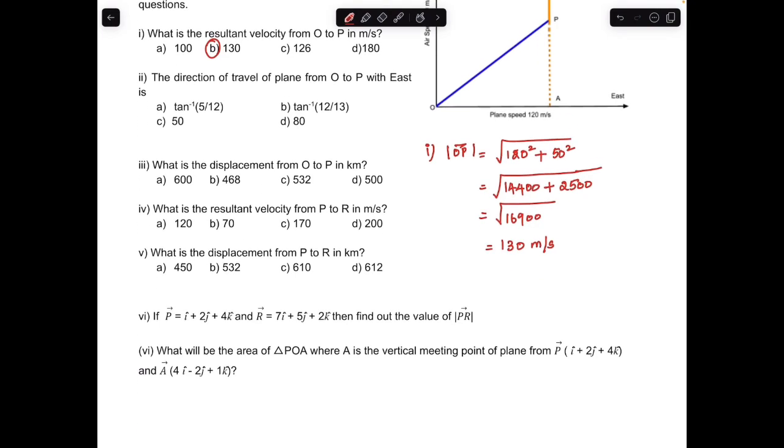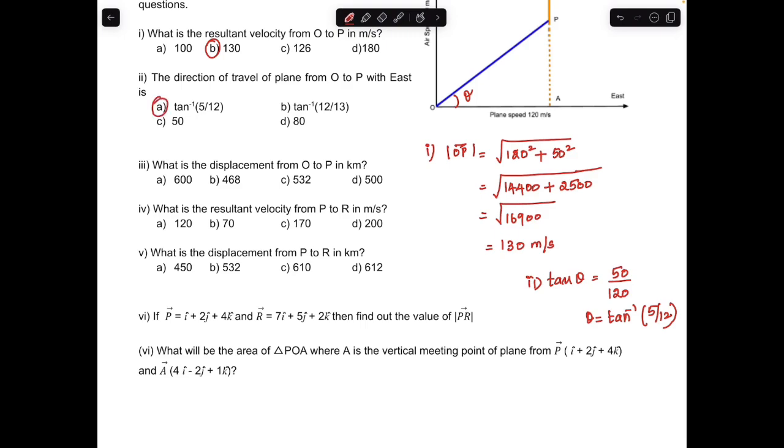Second subdivision, the direction of travel of plane from O to P with east is direction of travel. So this can be achieved by figuring out the angle between OA and OP. Tan theta is equal to opposite, which is 50, by adjacent, 120. Theta is nothing but tan inverse of 5 by 12. So the option is A.